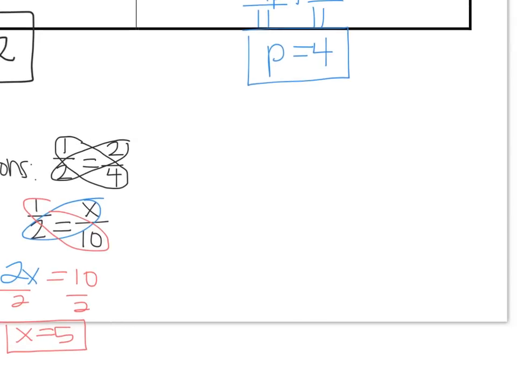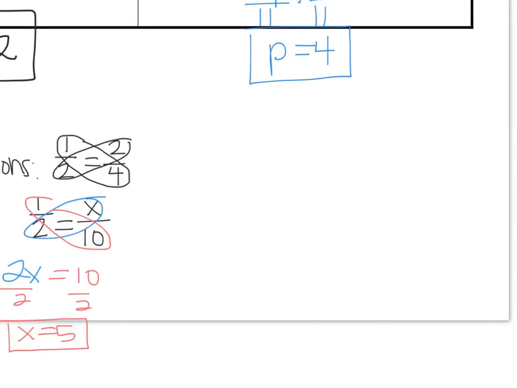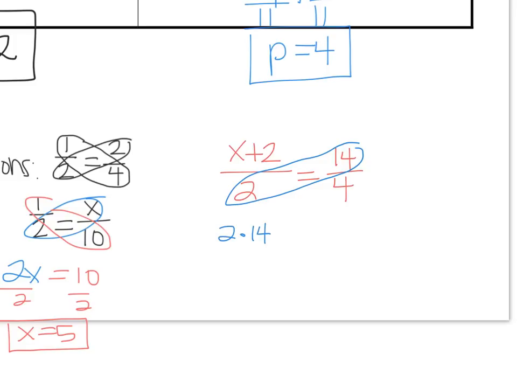So what happens if the proportion isn't as pretty as that one? Let's take a look at this example. I have x plus 2 in my numerator, 2 in my denominator, and that is equal to 14/4. So again, the laws of proportions tell me that cross products are equal. So 2 times 14 is the same as 4 times, this word is important, times this quantity. So it's 4 times the quantity x plus 2.